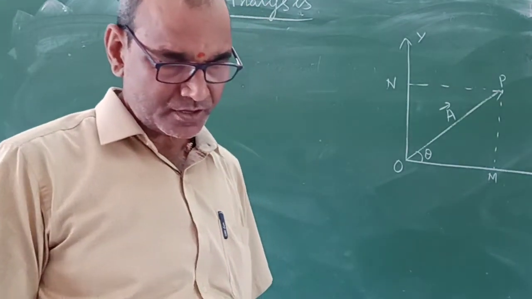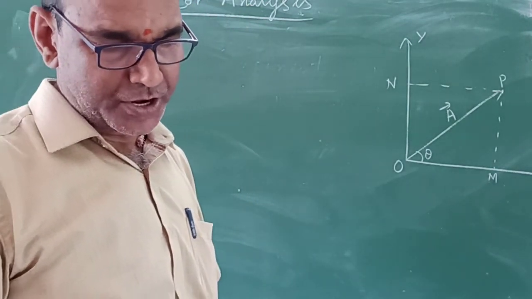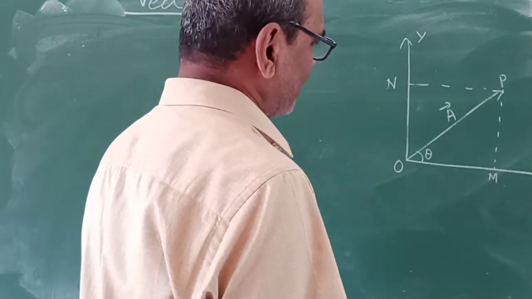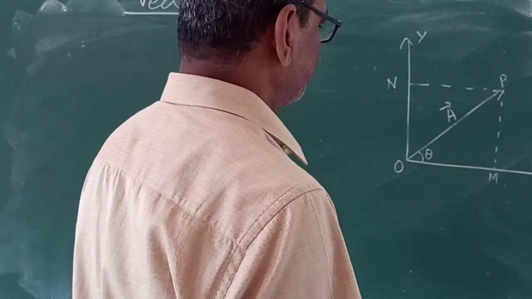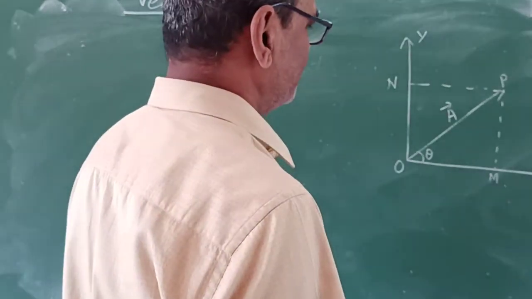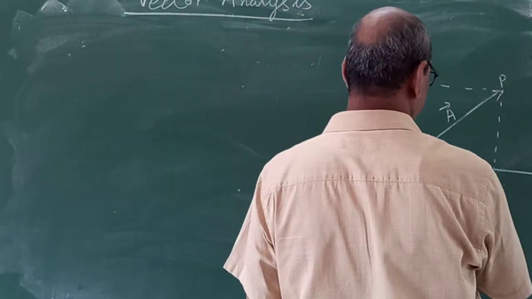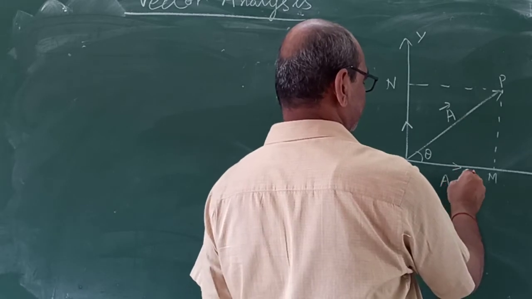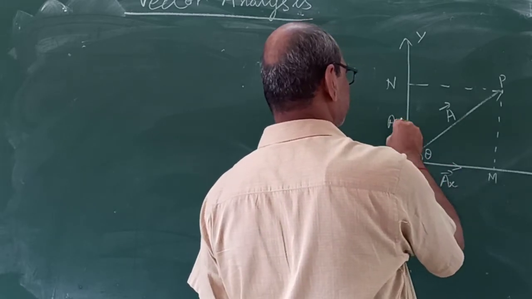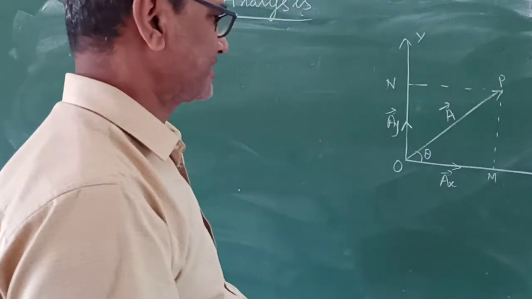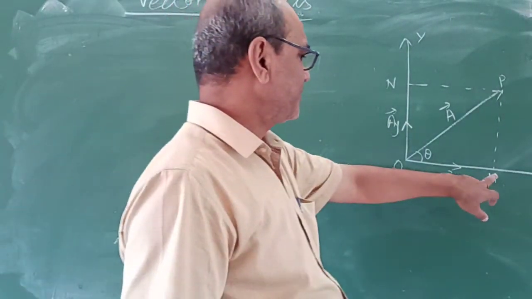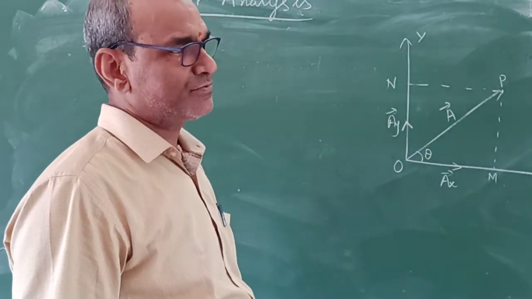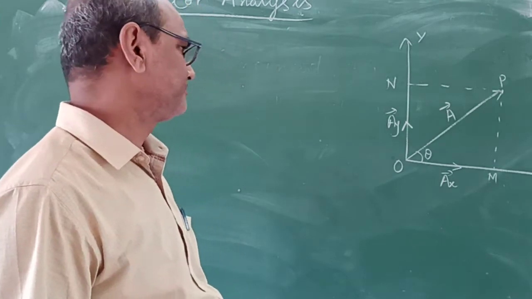Therefore, in right angle triangle OMP, all of you know that OP is equal to OM plus MP. This one is along the x-axis, this one is along the y-axis. So this is the component along the x-axis and this one is the component along y-axis. And this line PM is parallel and equal to ON, because in a rectangle opposite sides are parallel and equal.